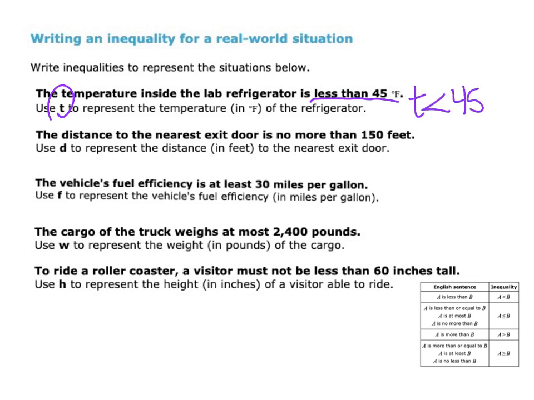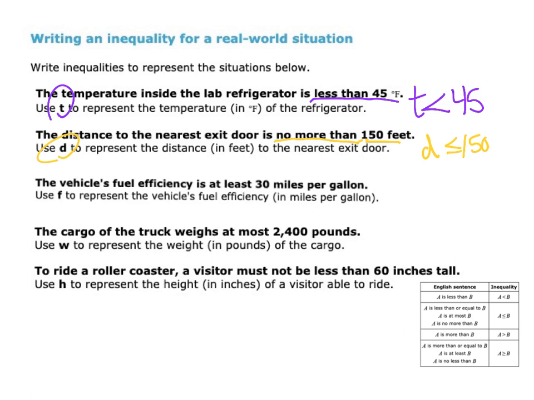All right, the distance to the nearest exit door is no more than 150 feet. And they tell us to use D to represent the distance to the nearest exit door. So D is no more than 150 feet. So no more than means that it has to be less than that, or it could be equal to that. So it could be 150 or it could be less than that.